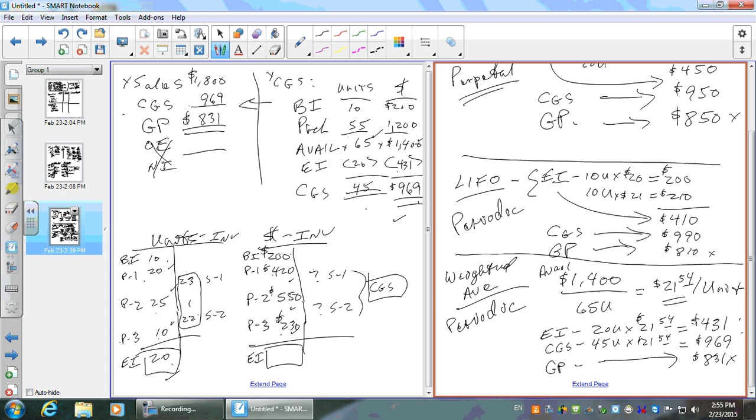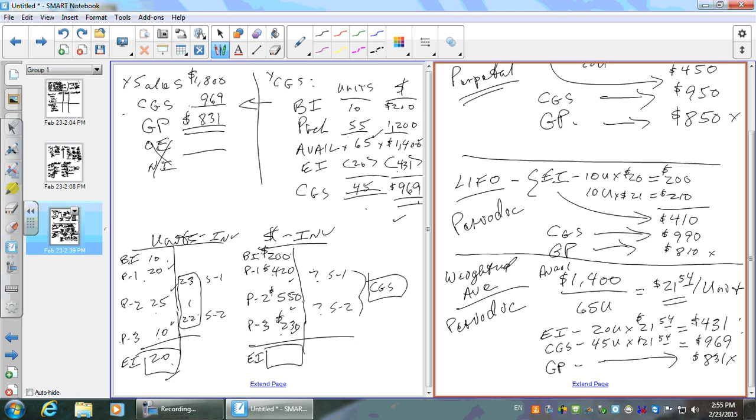Yes, sir. Why are the two FIFOs the same? Because what you're always doing is selling the oldest ones. So I'd sell these first, then these, then these, then these. Whether I'm doing periodic or perpetual wouldn't make any difference. I'm always selling those, so I'll always have these 10 left and then 10 of those. If you did it perpetual, you'd get the same answer, and you're always selling that oldest stuff. Okay, so let's give LIFO a try, everybody.